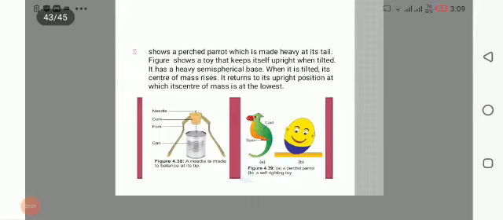The last is a perched parrot which is made heavy at its tail, shown in the figure. A toy that keeps itself upright, when tilted, has a heavy semi-spherical base. When it is tilted, its center of gravity rises. It returns to its upright position at which its center of mass is at the lowest.